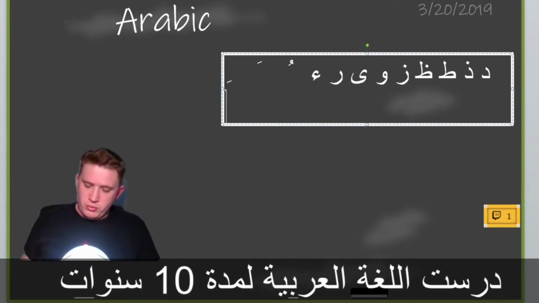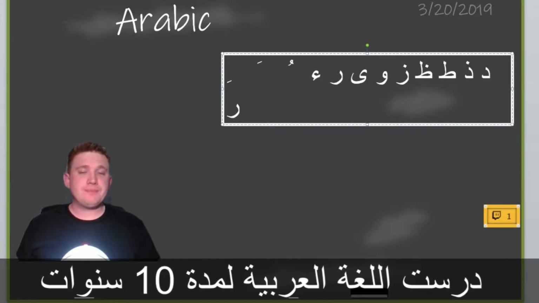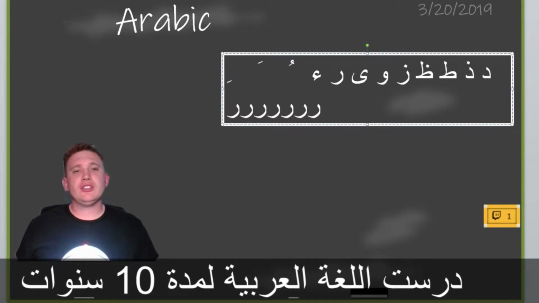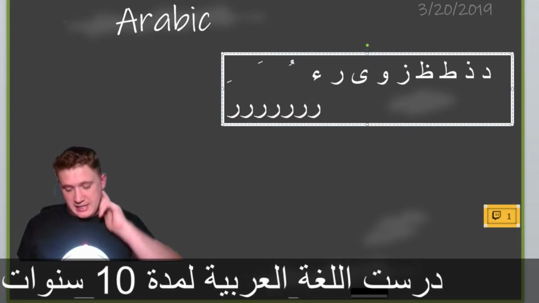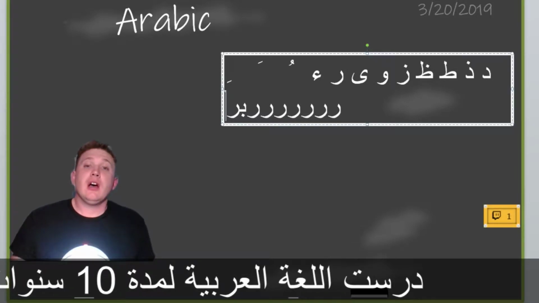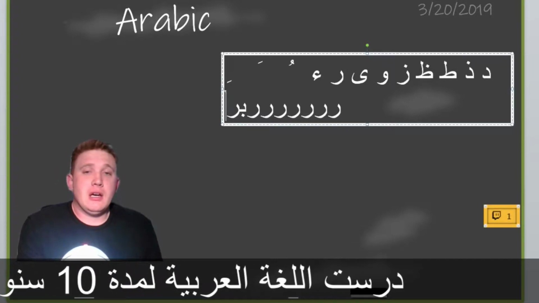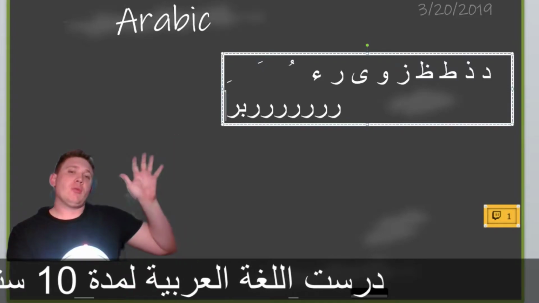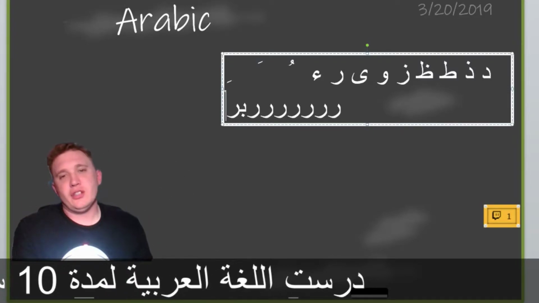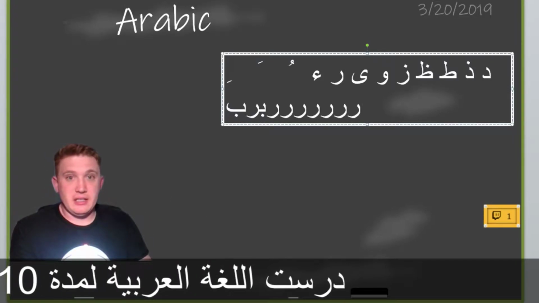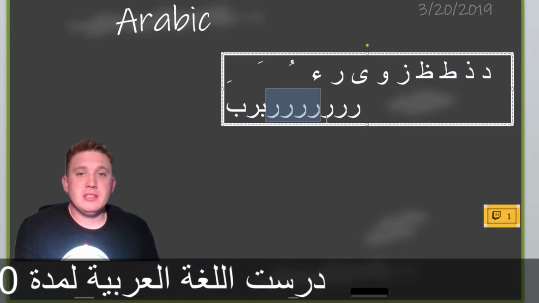So we're going to move on to R, or Ra. Just like the Zay, it will connect to the right, but not to the left. As you can see, here's barab, which means nothing.